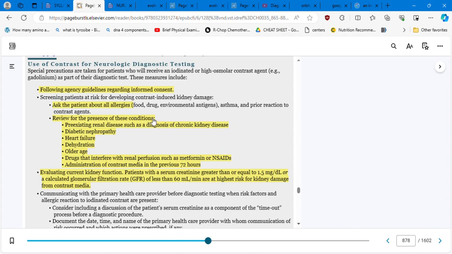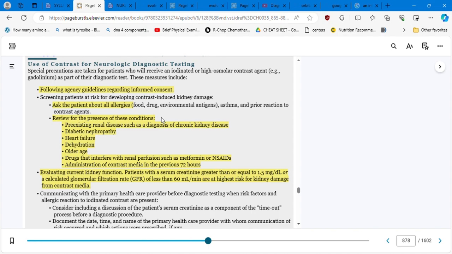Review for the presence of these conditions. Talking about the contrast agent, you need to make sure that the patient understands that hydration is important for them in order to get rid of the contrast. Hydration post-procedure is very important to get rid of the contrast and to protect the kidney. I cannot repeat this enough, okay?